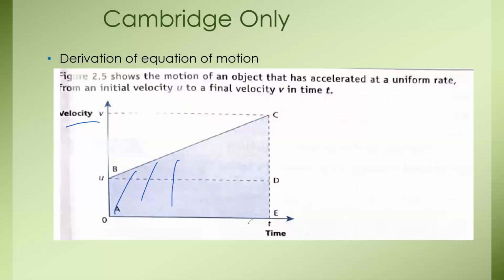Okay, sure, I will explain the second equation. See, the object was originally moving at a velocity of u, and it reaches a velocity v in time t.